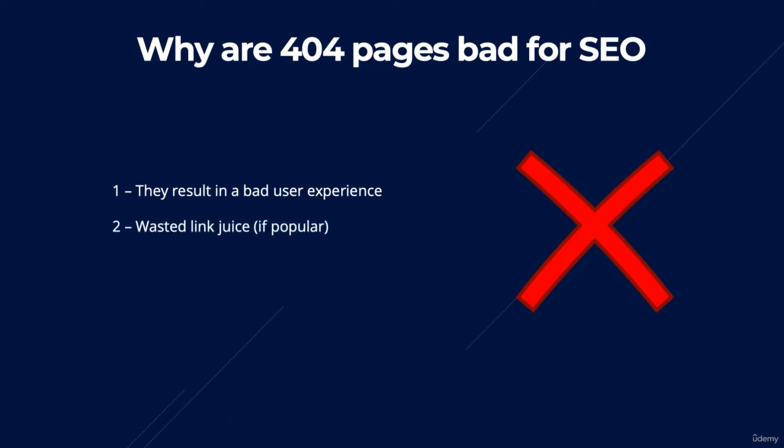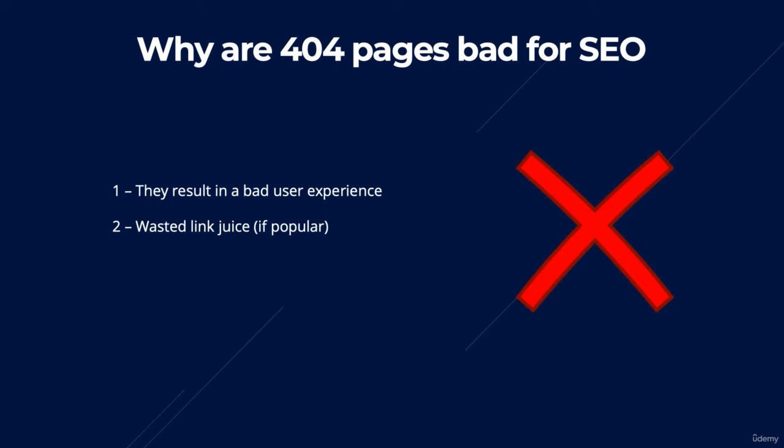Number two, wasted link juice if popular. So if you had a popular piece of content on your website and it attracted tons of links, and then you go and delete that page, aka it's a 404 page, you're actually wasting all of that link juice you have to that web page. So as you already know from watching my internal linking video in the Onpage SEO section of the course, link juice is a massive element and helps you rank in Google.